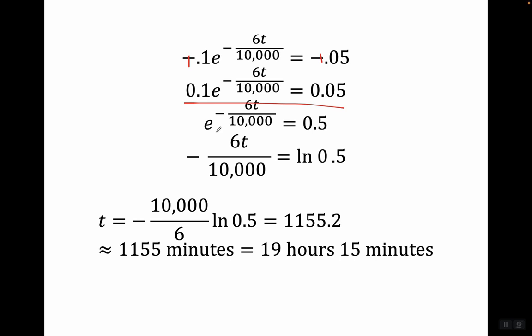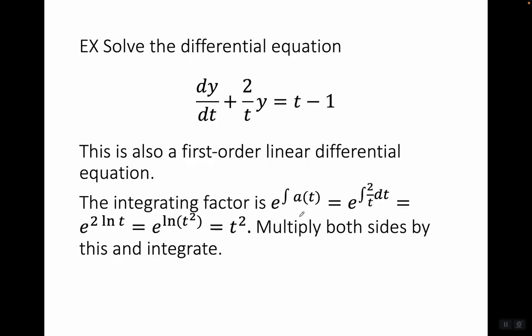We'll take the natural log of both sides. We get negative 60 t over 10,000 equals natural log 0.5. So now we just multiply both sides by negative 10,000 over 60. We get t equals negative 10,000 over 60 times natural log of 0.5, or 1155.2. 1155 minutes, that's 19 hours and 15 minutes. So that's how long it's going to take for the pond to reach that desired level of salt concentration. 19 hours and 15 minutes.